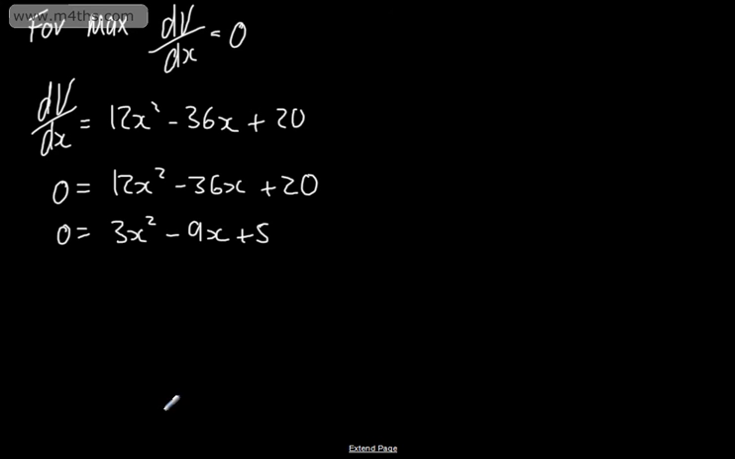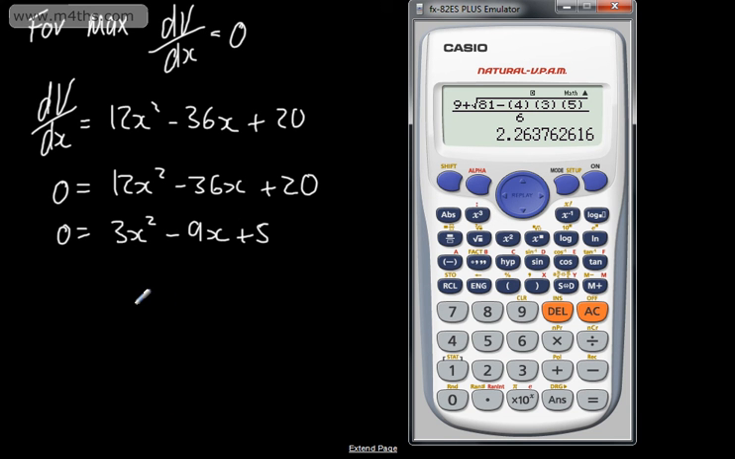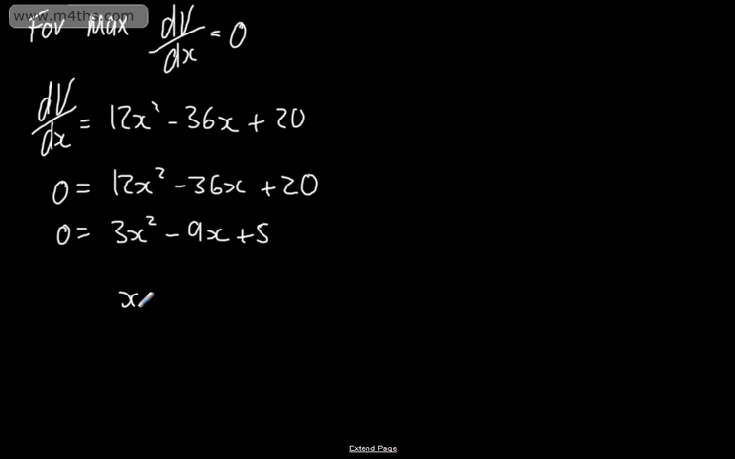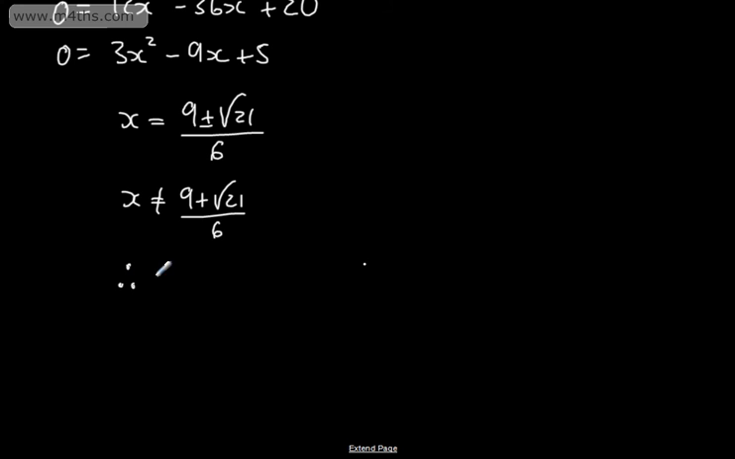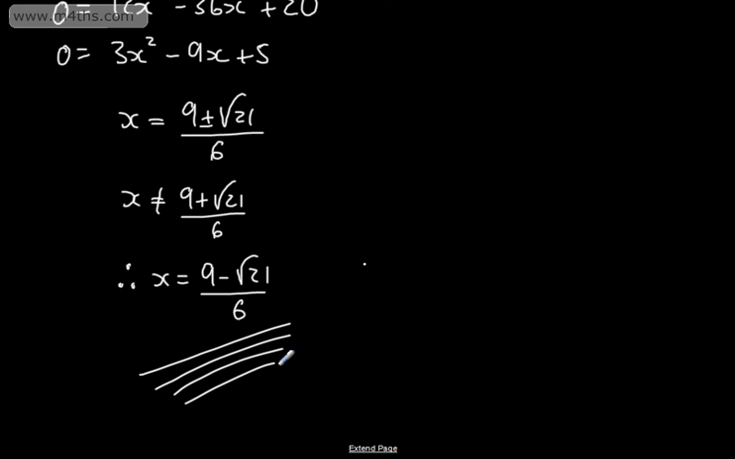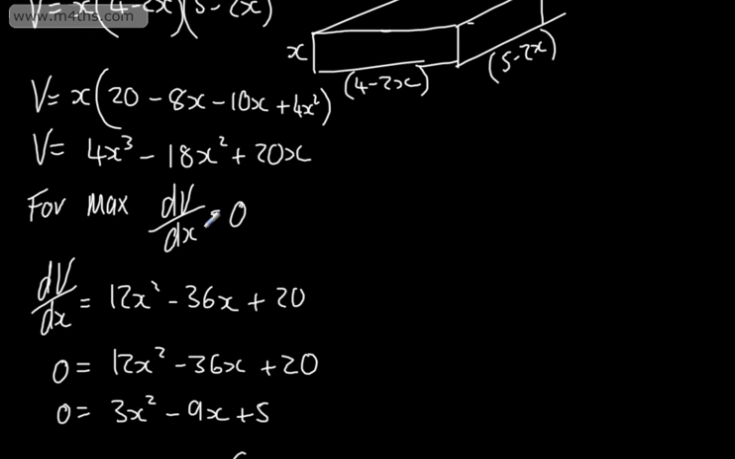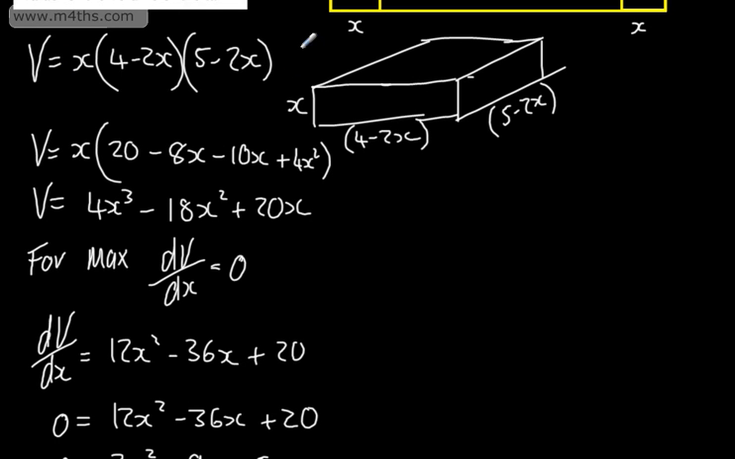So let's just put here, what we'll have is x, and we'll just get this one right here. So x is equal to 9 plus or minus root 21 over 6. x cannot be equal to 9 plus root 21 over 6. Therefore, x is going to be equal to 9 minus root 21 over 6. That's the x coordinate that maximizes the volume. It's not the maximum volume. The maximum volume will come in when I substitute it into here.